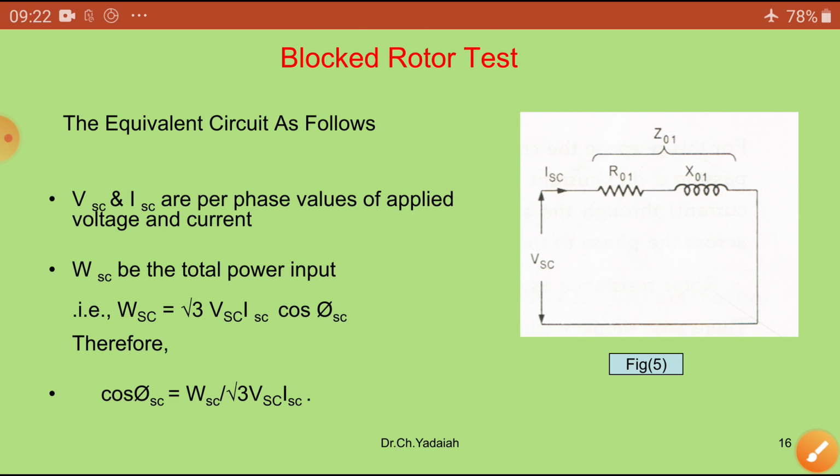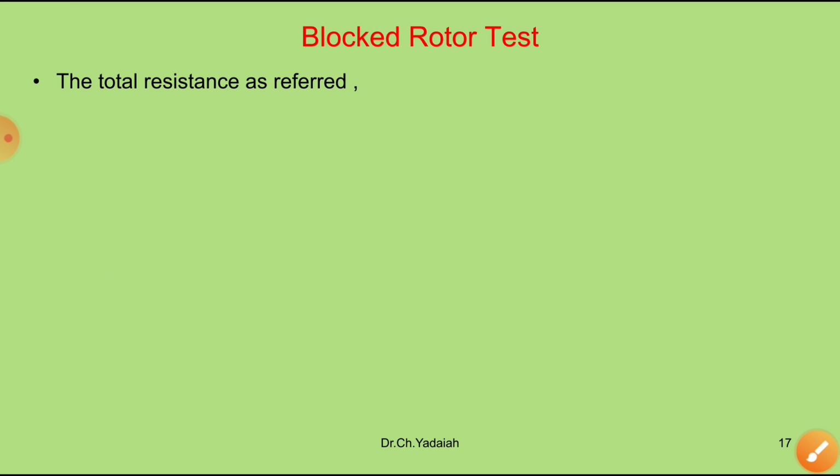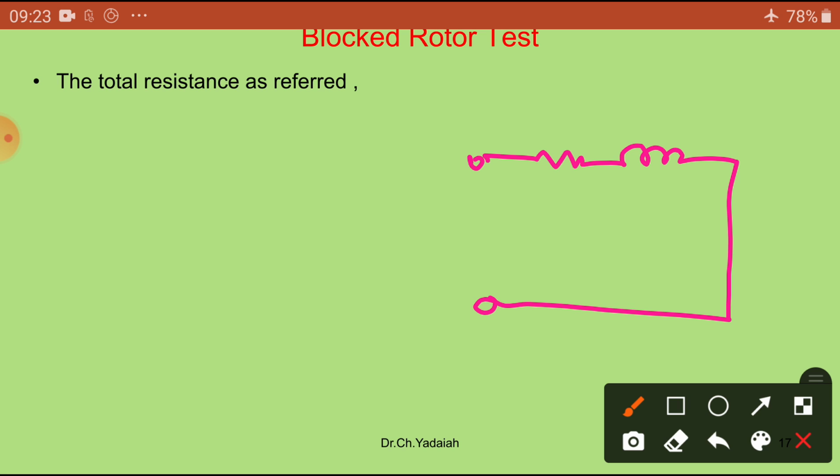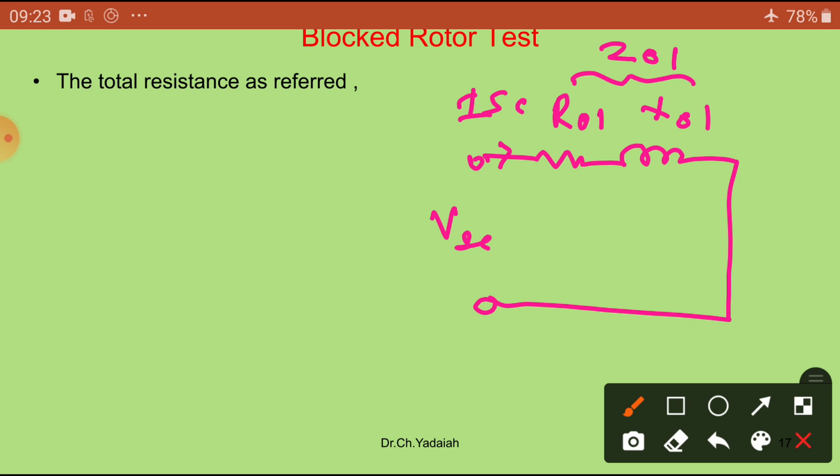Similar to the previous case, now the total resistance is referred to the primary side. We take the diagram from the previous case. Here VSC, this is ISC, this is R01 and X01, referred to the primary side. Together they make Z01.